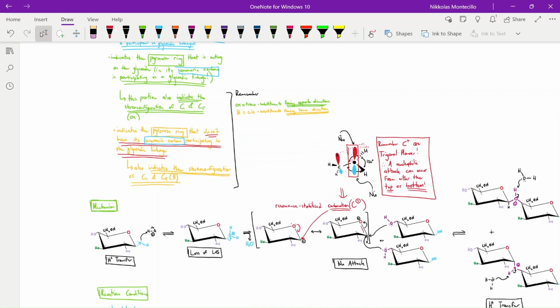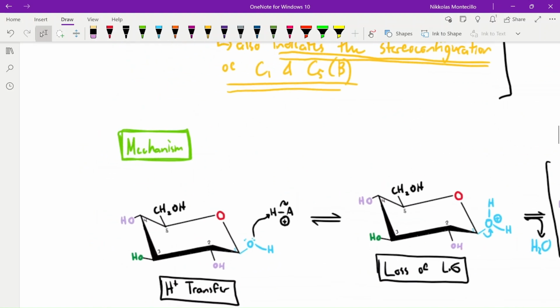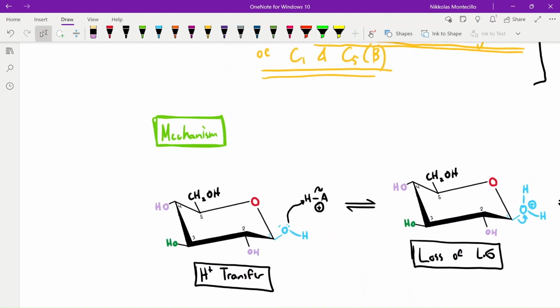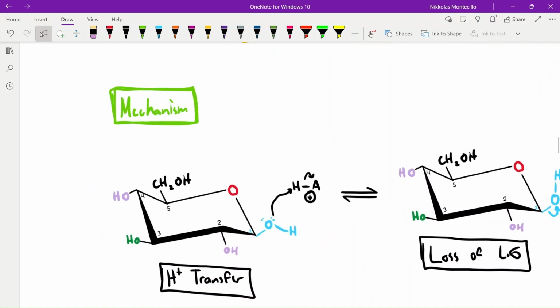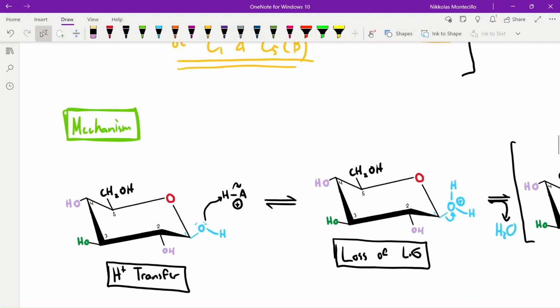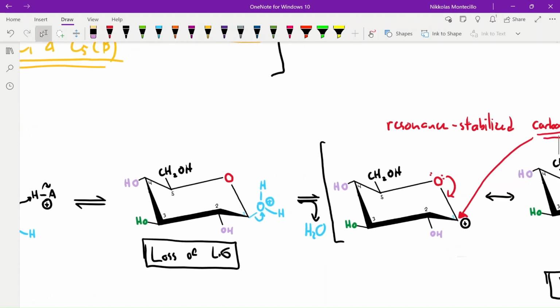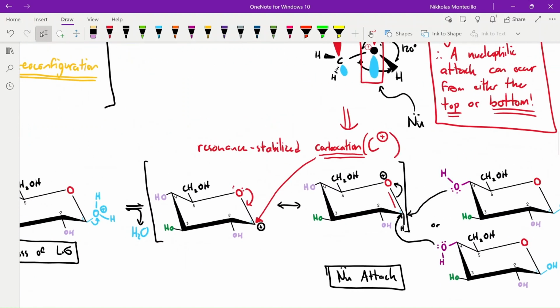So with this in mind, let's go through the actual mechanism. The mechanism is just the same as you would see for any other glycoside. We can see here that there's a proton transfer followed by the loss of a leaving group, which forms the resonance stabilized carbocation.